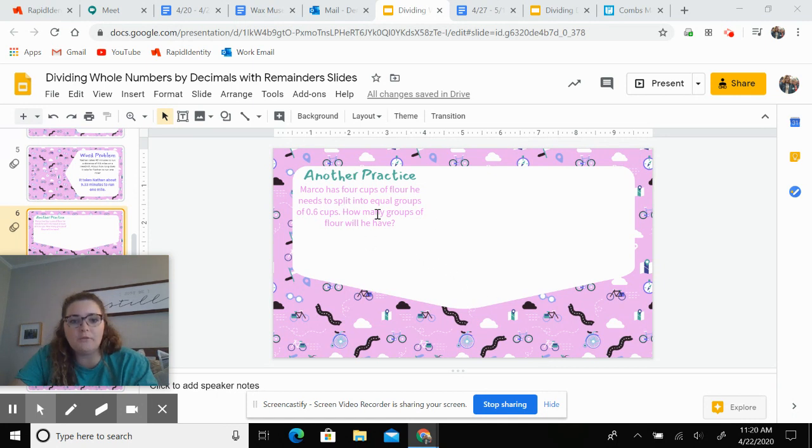Okay, so I'm going to read this problem to you, and then I'm actually going to open up a separate Google Doc in my Google Drive so that we have plenty of room to solve once we figure out what our equation is.